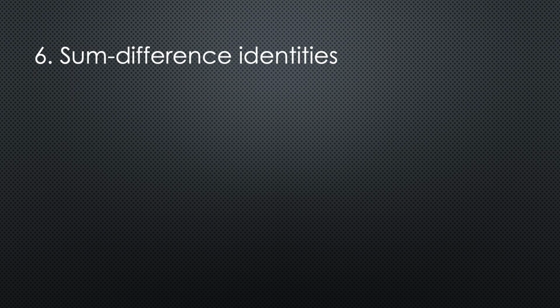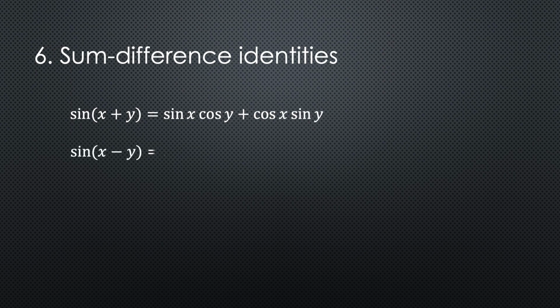Next, let's look at the sum and difference identities. Sine of x plus y equals sine x cosine y plus cosine x sine y. And sine of x minus y equals sine x cosine y minus cosine x sine y. Now pay attention to the signs. Notice the order. Positive is followed by positive, and negative is followed by negative.